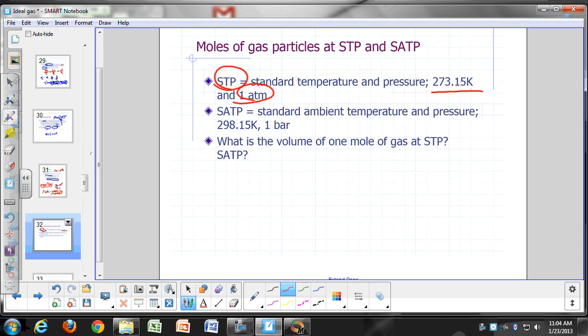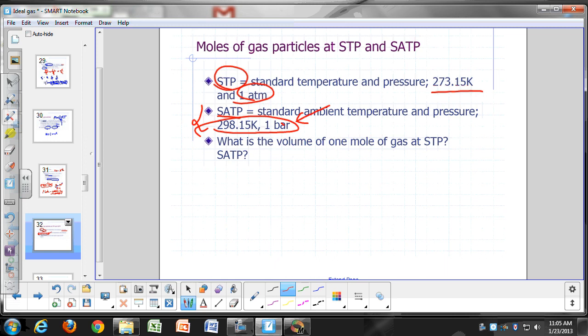Now, another acronym you might encounter is Standard Ambient Temperature and Pressure, SATP. This is what we would call ordinary conditions in the lab. Typically, you would set the lab at 25 degrees Celsius, so 298.15 Kelvin, and this uses 1 bar as a standard pressure. Okay, so what would be the volume of a gas at STP?